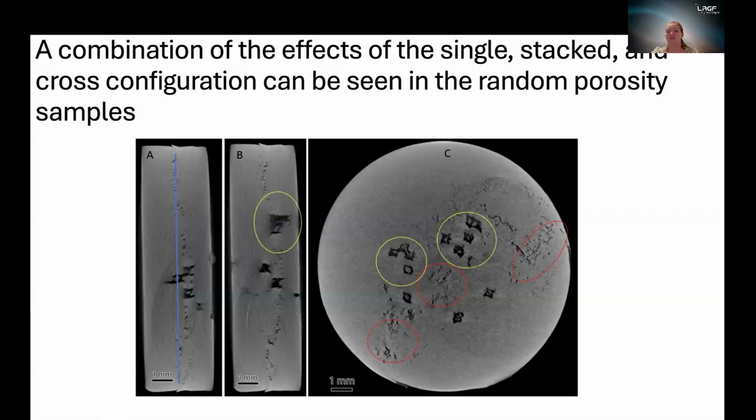But then in figure C, you can see more of the cross configuration, where there's multiple pores all near each other, and there's less damage in their immediate vicinity, circled in yellow, compared to the regions away from the pores, circled in red, where there is more extensive spall damage. So we see this consistent trend between the single, stacked, and cross configurations that we isolated before is consistent when we start to add more and more pores to our samples.